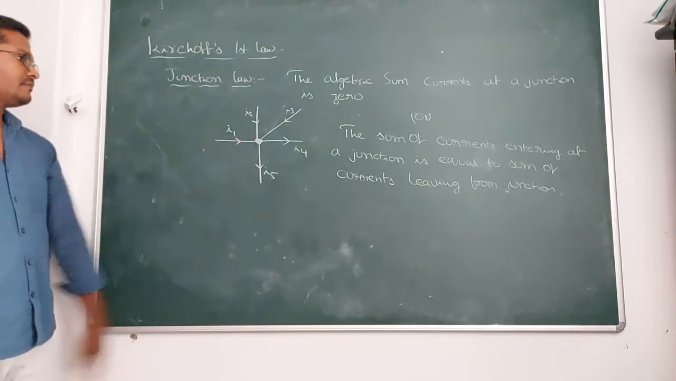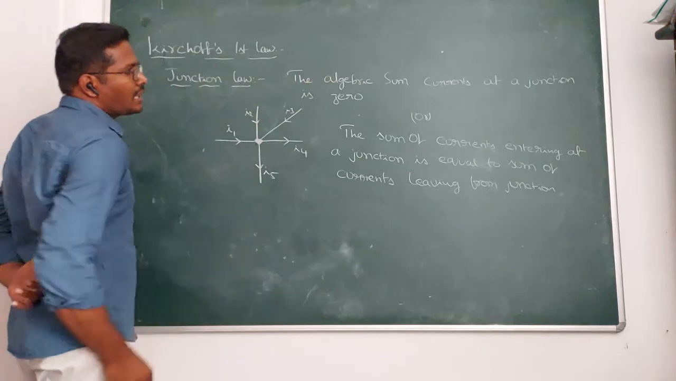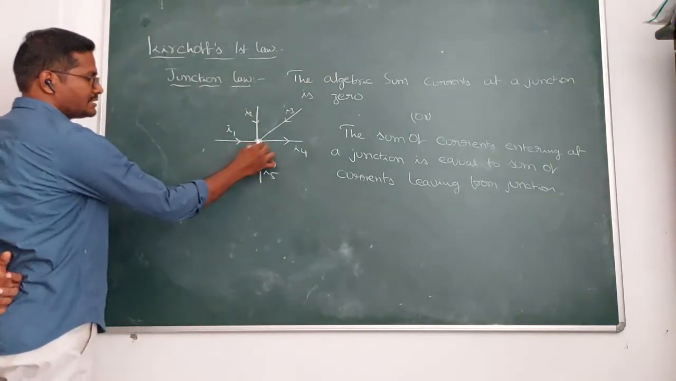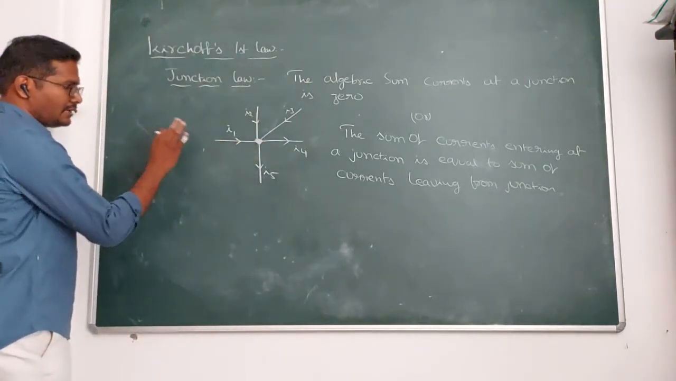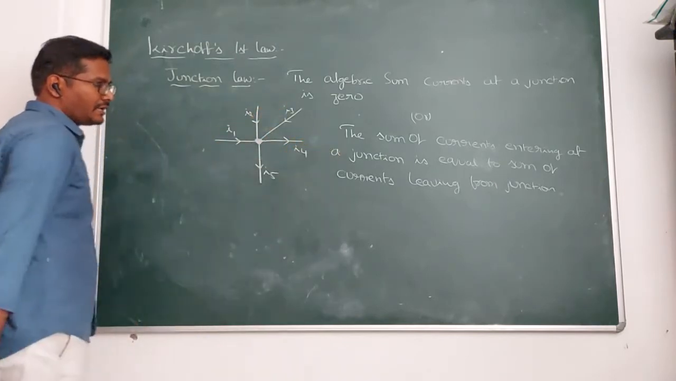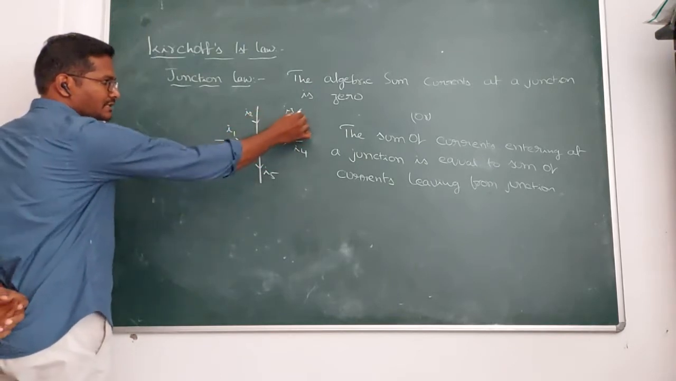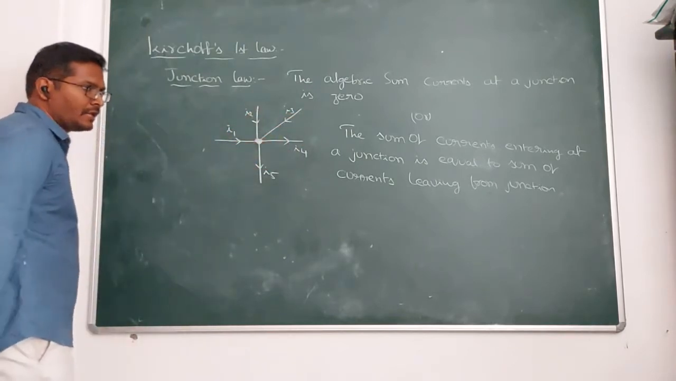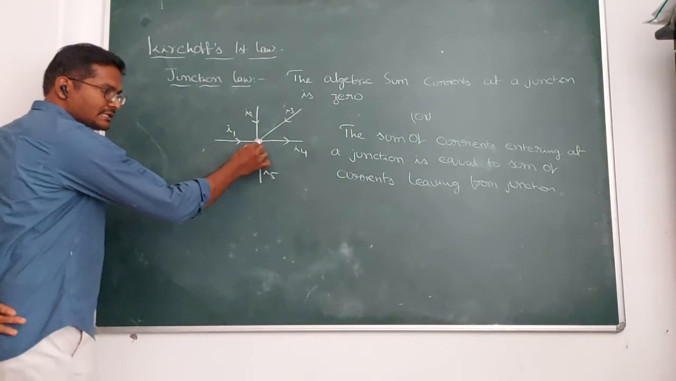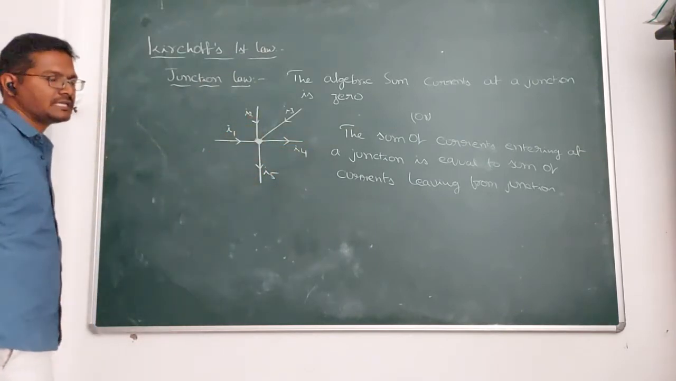If you apply it mathematically, the algebraic sum of the currents at a junction is 0. Towards the junction I take as positive, away from the junction as negative. Here I1 is coming towards the junction, I2 is coming towards the junction, I3 is coming towards the junction. But I4 is not coming towards the junction, it is moving away from the junction. I5 is also moving away from the junction.